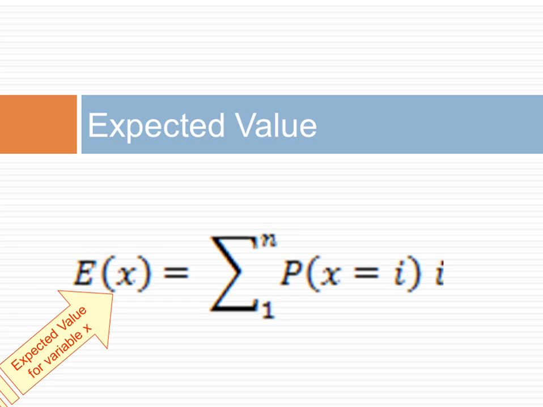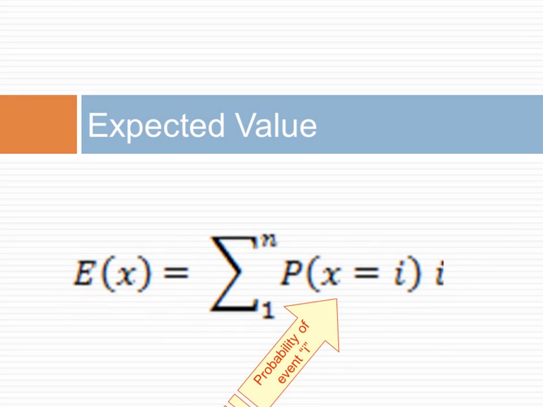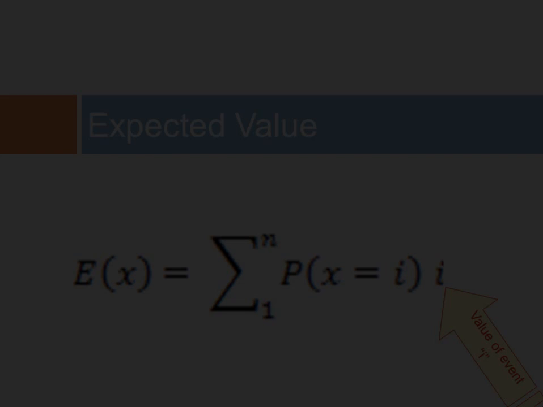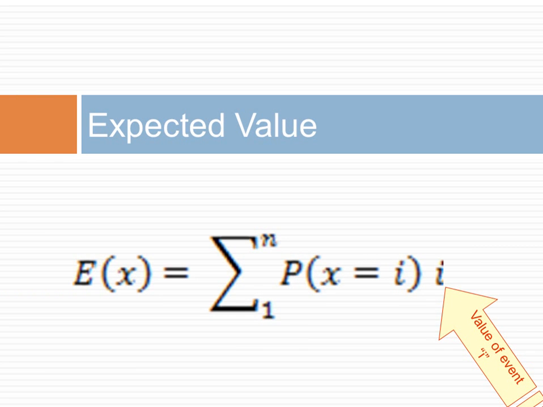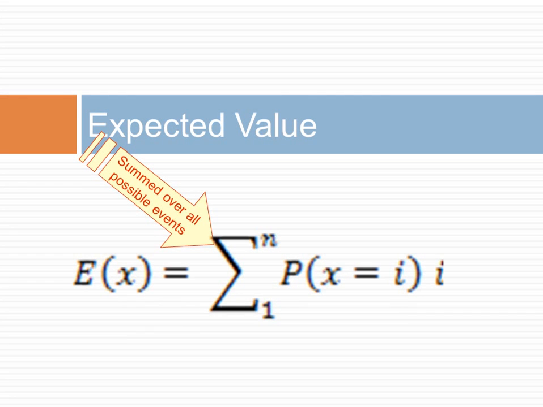Probability density functions can be used to calculate the expected value for an uncertain event. The expected value is calculated by multiplying the probability of the event by its value and summing across all events. The probability of event i occurring is multiplied by the value of event i and summed over all possible values of the event. Here we show this as sum over event i going from 1 to n.